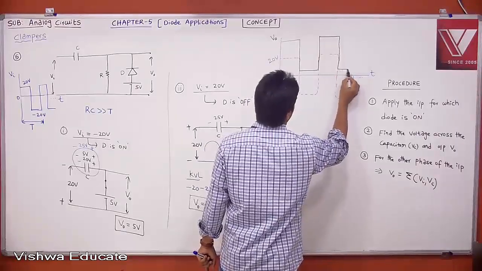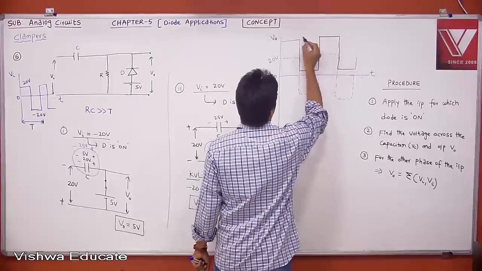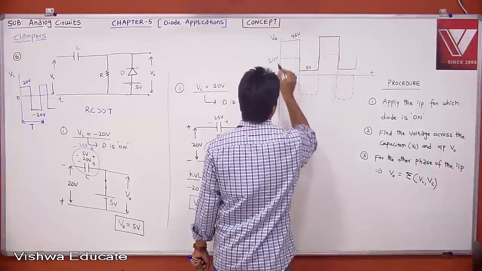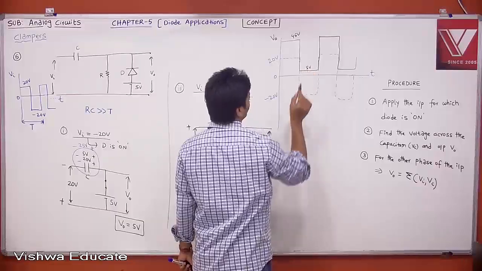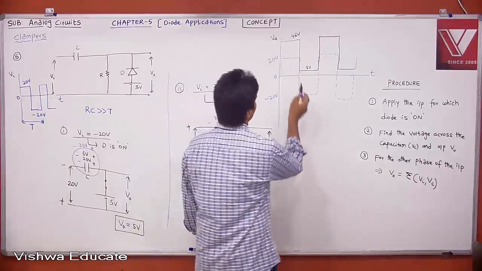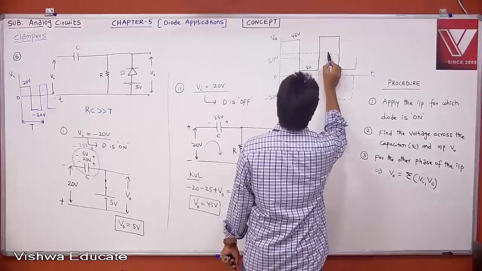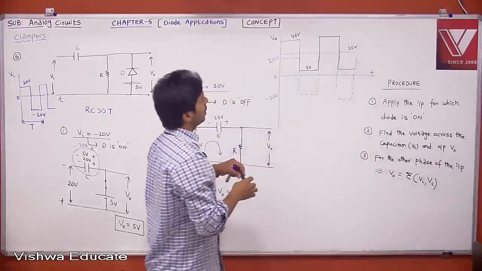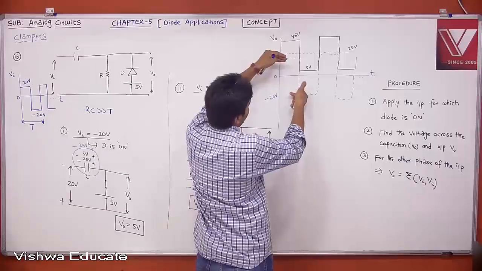There is a check. The check is, this is now 45 volt and this is 5 volt. What is your input average signal? 0. What is your output average signal? 45 plus 5, 50 by 2, 25. The average value is 25. This is your average value. Therefore, what happened? The zero average input is clamped to 25 volt.